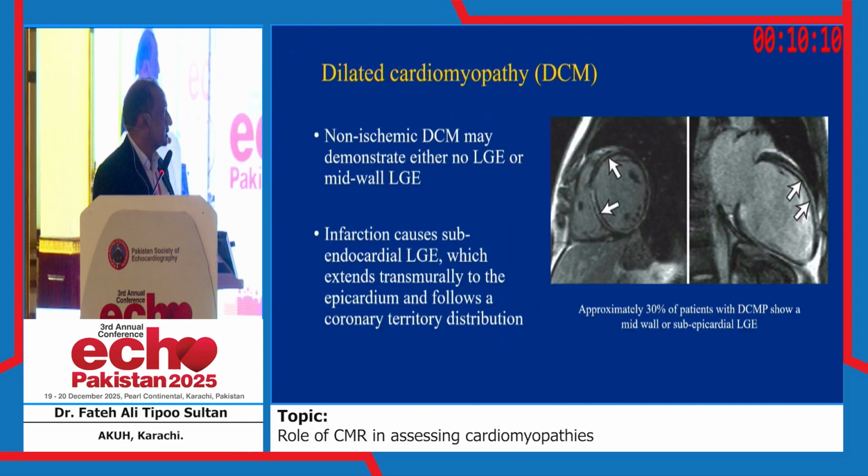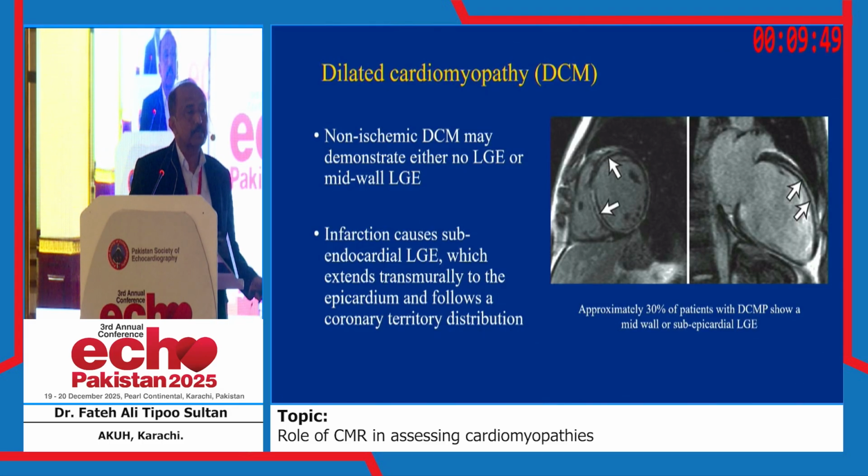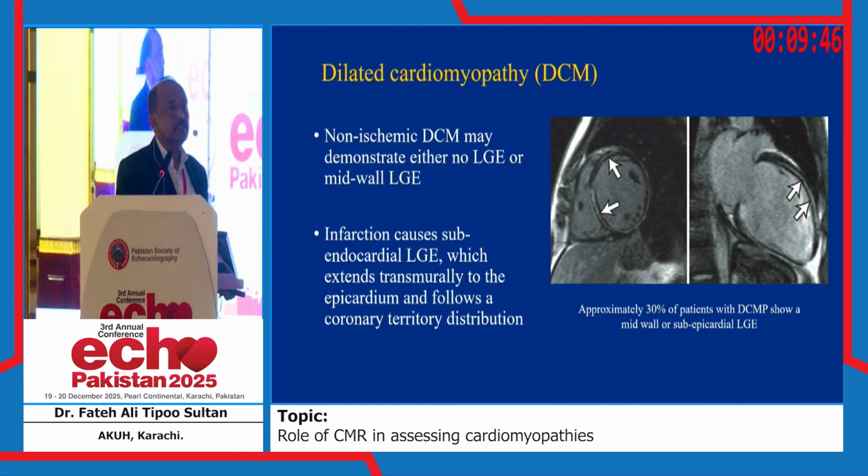In 30% of cases with dilated cardiomyopathy, you may have mid-wall hyperenhancement. This is a typical pattern of mid-wall or mid-myocardial hyperenhancement in a patient with dilated cardiomyopathy. 30% of these patients have this kind of hyperenhancement. These patients are again at high risk for arrhythmias and sudden death. So you not only diagnose the dilated cardiomyopathy, but you can also risk stratify it for sudden death.